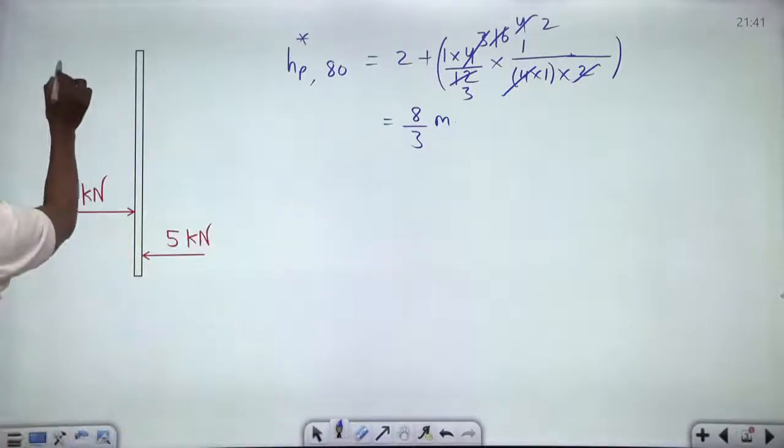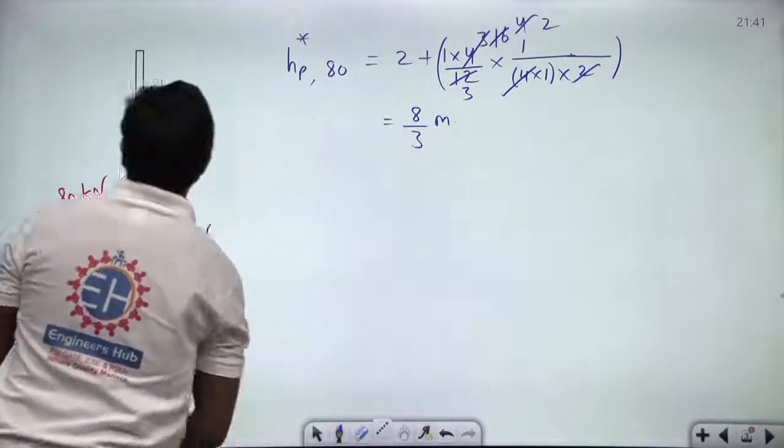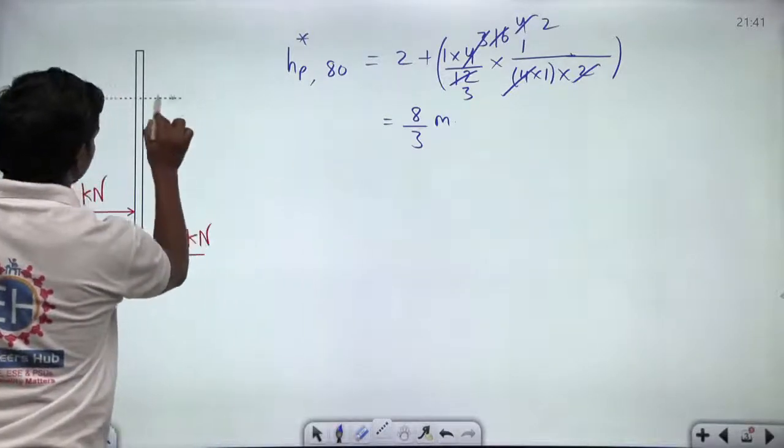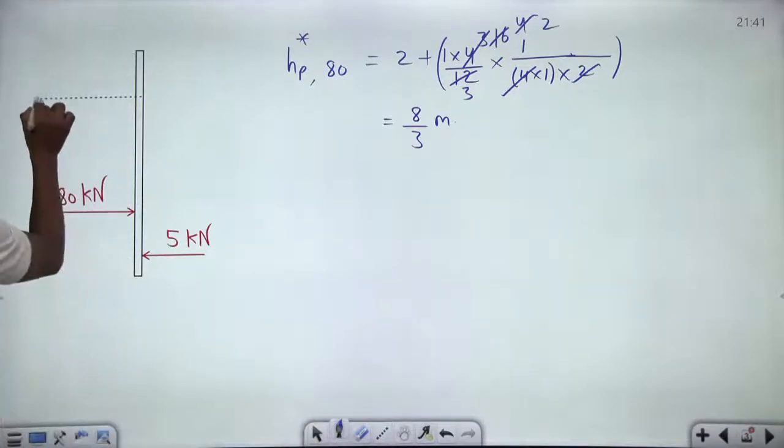So basically this is at a depth of, if this is the free surface of water on the left hand side at least, then this depth is how much?